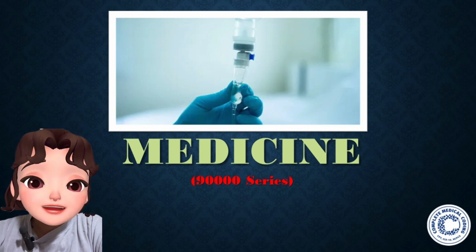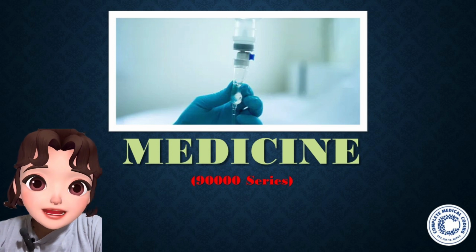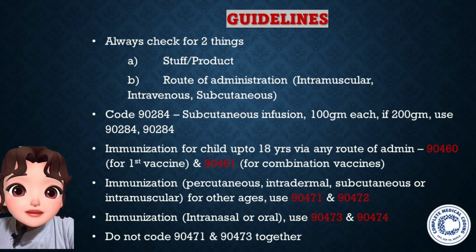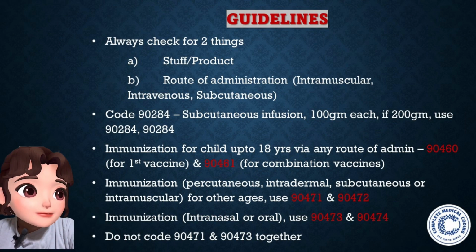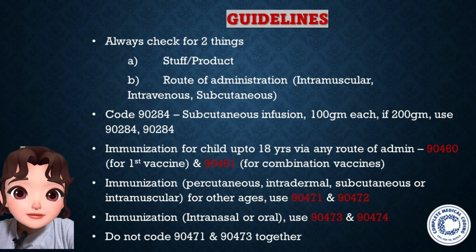Today, let's learn the 90,000 series, Medicine. Let's have a look into a few guidelines of medicine. First thing, always check for two things in mind. What is the step or product used, which means which medicine is used? Then the route of administration, whether it is intramuscular, intravenous or subcutaneous.